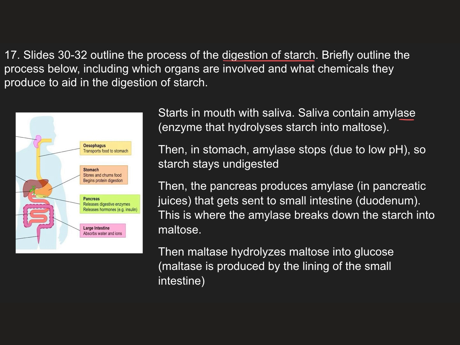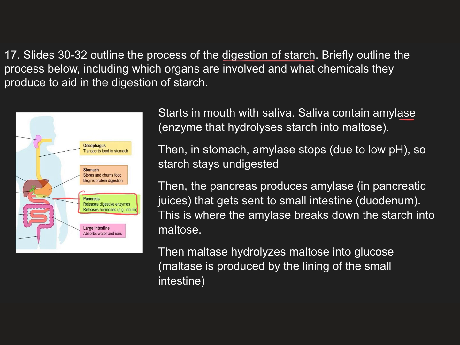So maltose is one of the monomers of starch. It says then in the stomach, amylase stops working because the pH is so low, it's super acidic. So the starch kind of stays in this undigested form. Then what's going to happen is the pancreas, which is this guy right here. Okay. The pancreas is going to produce amylase.